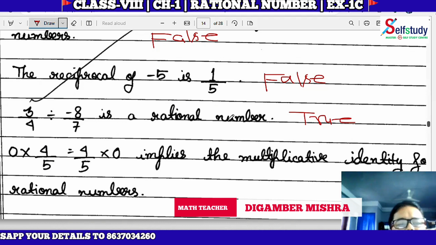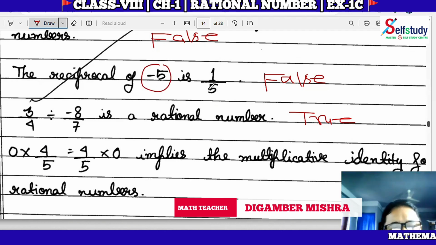The reciprocal of -5 is 1 upon 5. This is also false, as we know the reciprocal means the numerator and denominator swap places. It is okay that 1 upon 5 is given, because it is -5 by 1, but the number is negative here, so there should be a minus here too, but it is +5. For that reason this is false.